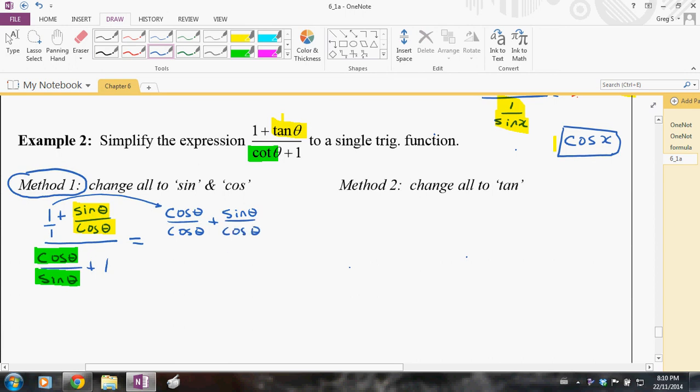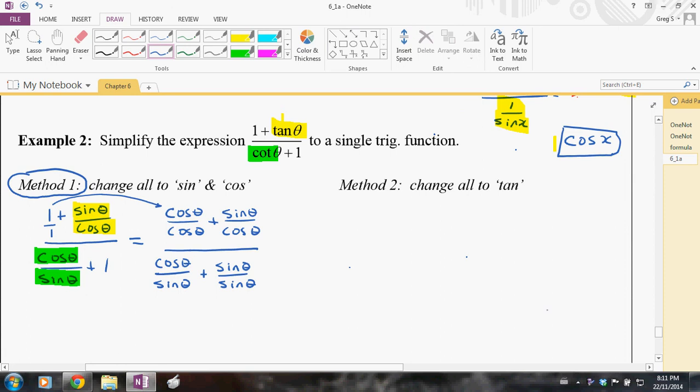Okay, I may run out of space here, but I think we're going to be okay. Now this on the bottom, I think you can anticipate it's very, very similar here. This 1 is going to turn into sine over sine. So I'm going to get cos theta over sine theta plus sine theta over sine theta.